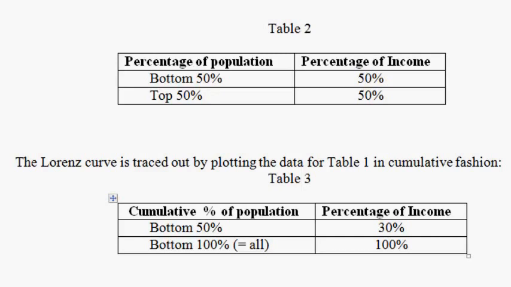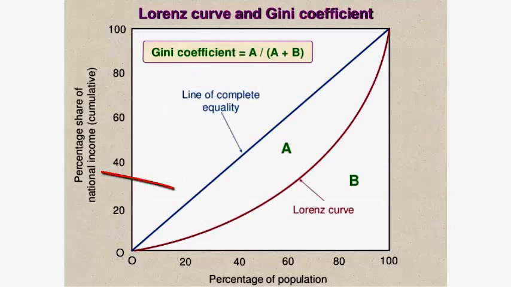So if I were to trace out the 50% having 50% of the income, that would be a diagonal line. This line right here would be 50% of the population having 50% of the income. Actually, it would be 1% of the population with 1%, 2% with 2%, 3%, 20% with 20%, etc. That's called the line of perfect income equality.